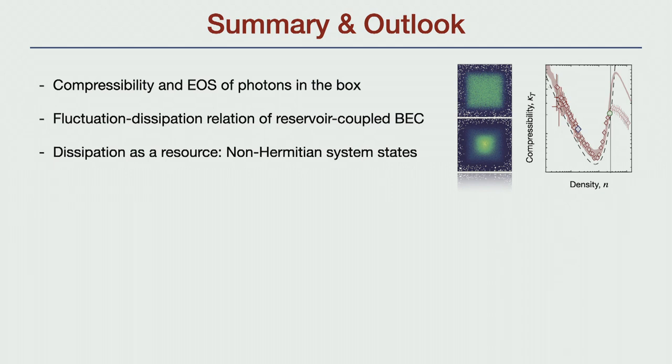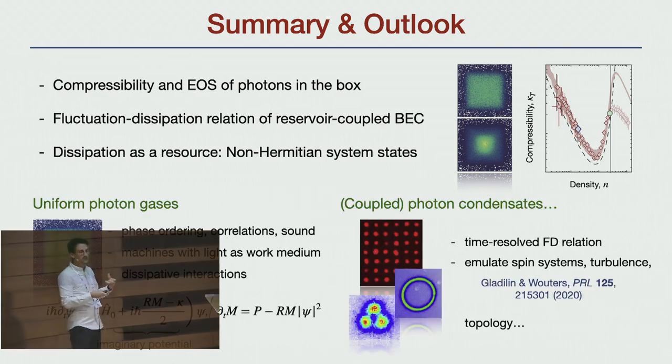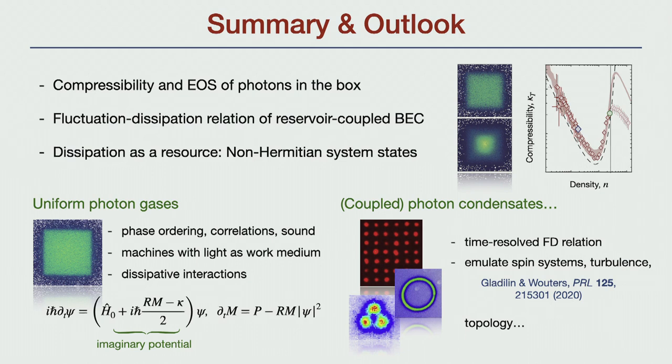Okay, so this brings me to the summary. I've shown you first measurements of the compressibility and the equation of state of light, and discussed a fluctuation-dissipation relation and how we can use dissipation as a resource. And in the future, of course, we want to investigate more thoroughly uniform gases, look at how phase order occurs, what the density correlations are, whether we can maybe even have sound propagation in the system, whether we can use them for novel thermodynamic machines or investigate dissipative interactions that are due to losses out of the system. And for coupled condensates or even single photon condensates, we are interested in extending this study of the fluctuation dissipation relation to a frequency dependent one, so really time resolved measurements, time resolved perturbation of this molecular reservoir.